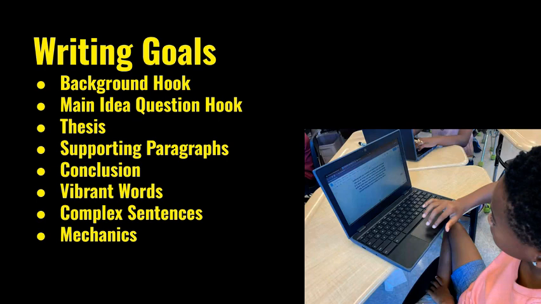Hey, you have the background hook. Do they really give us a picture? And then we have the main idea question hook. Do they hammer that main idea? Do they really nail it? Or the thesis? Do you have the three ideas within the thesis, your three claims, and then you have the supporting paragraphs? How is your evidence? You probably want to grade that too. How about the conclusion? Do they have a conclusion? Another thing to grade. And then vibrant words, something you might want to grade. Complex sentences and mechanics as well. So you have a lot of choices for what you might want to grade.